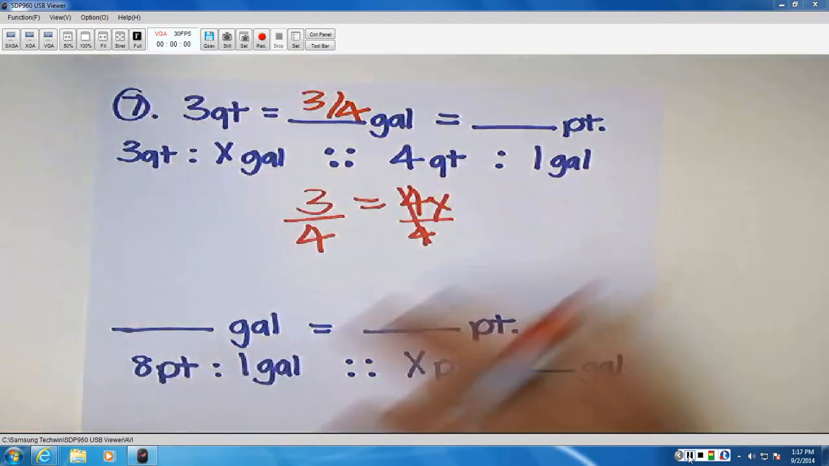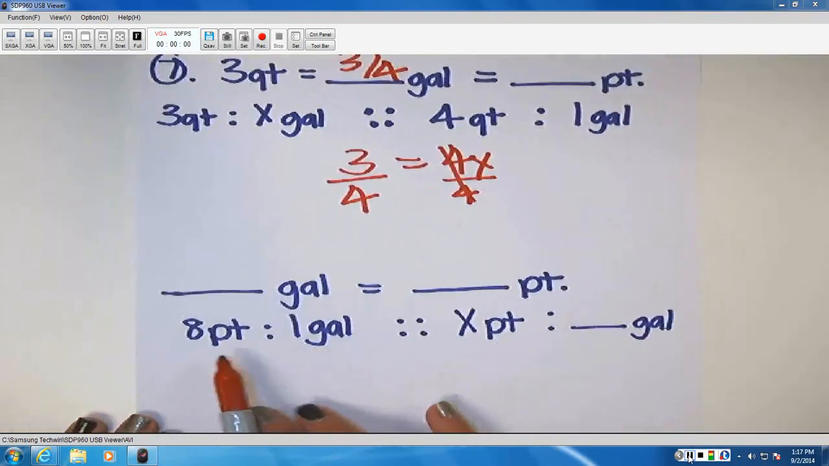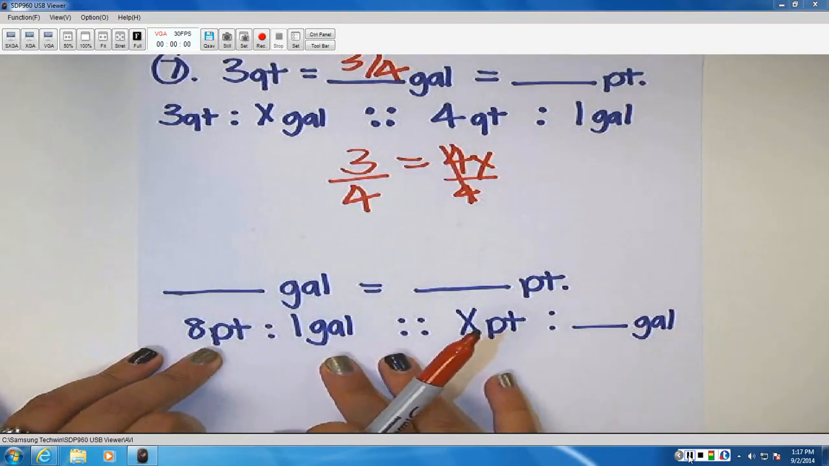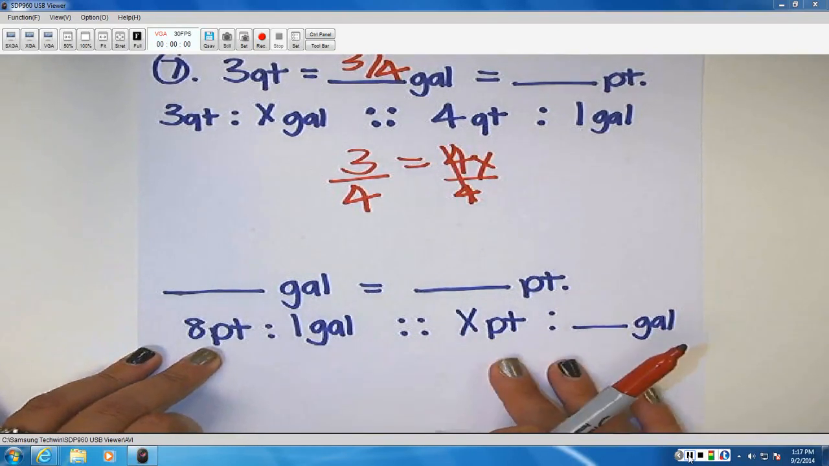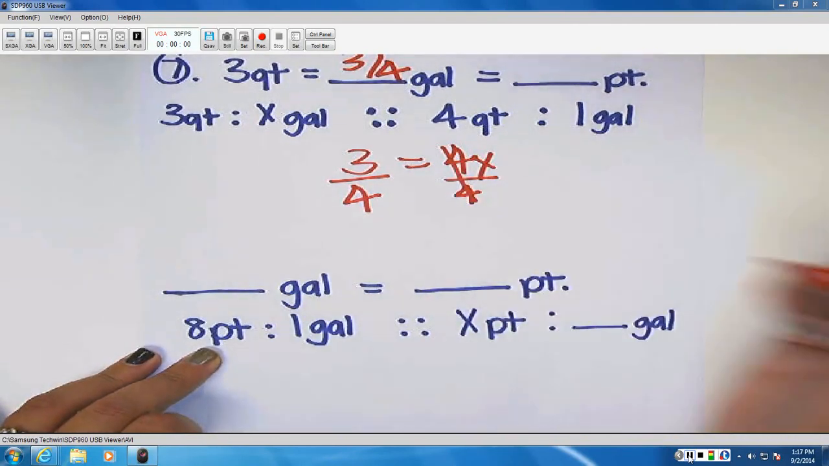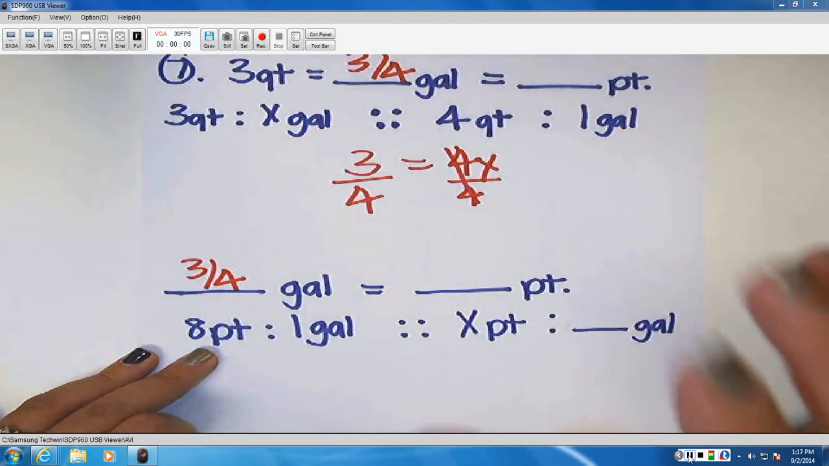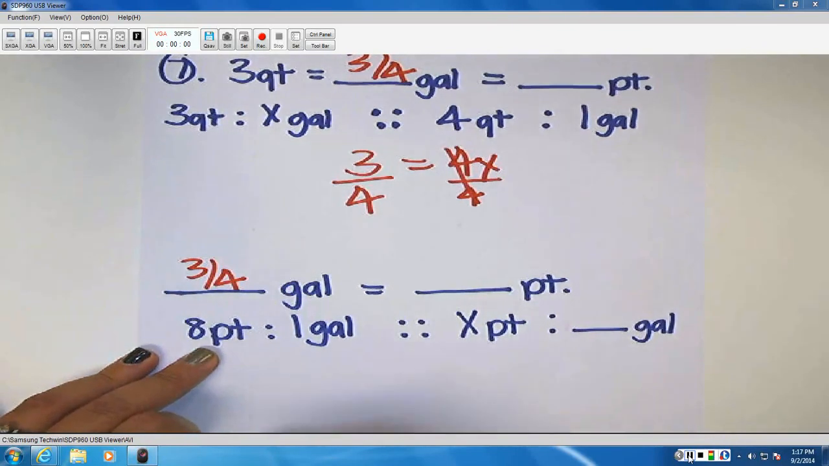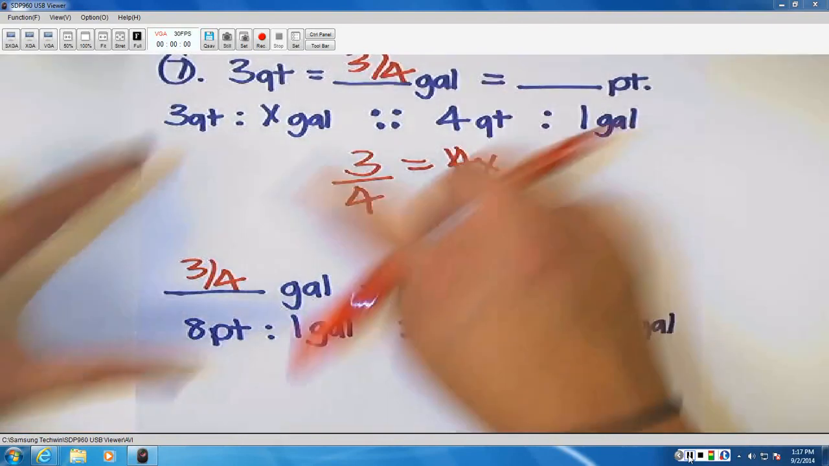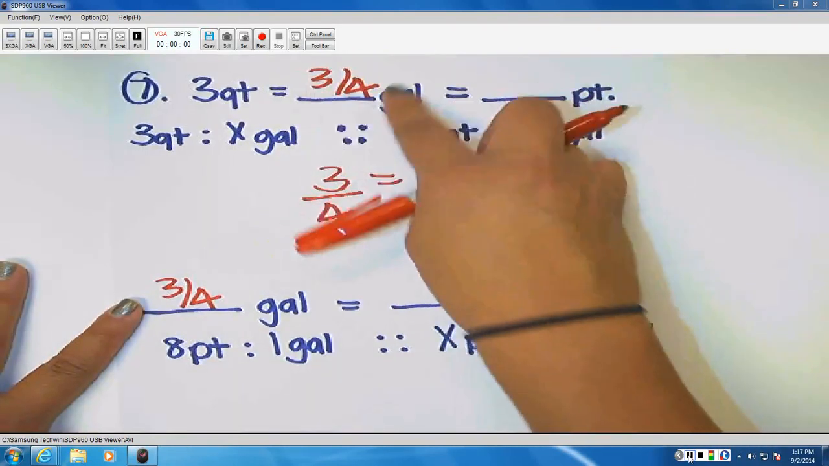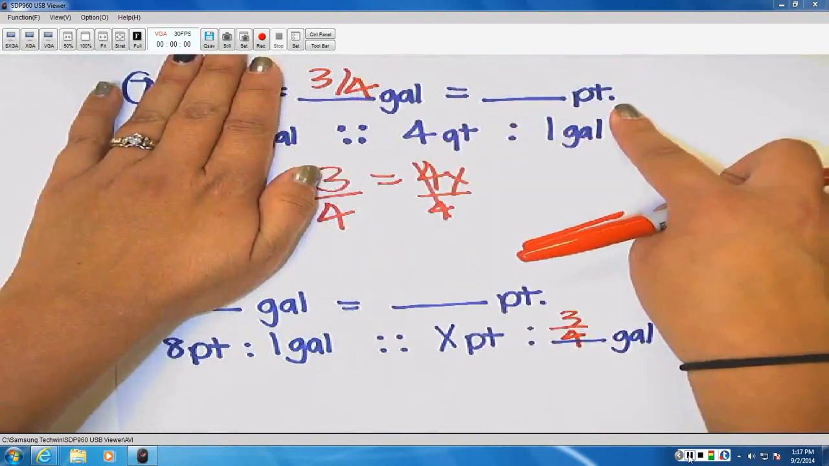Well, what I know down here is that 8 pints equals 1 gallon. And again, I know that because I looked at my metric conversion guide, and that's what it told me. So that is what's known. 8 pints equals 1 gallon. What isn't known is how many gallons, how many pints equals 3/4 of a gallon. That's what's not known. So that's what we're going to have to figure out. So I'm going to plug in my 3/4 down here, which is my answer from up here. So once I came up with 3/4, now I can finish out the rest of this equation.